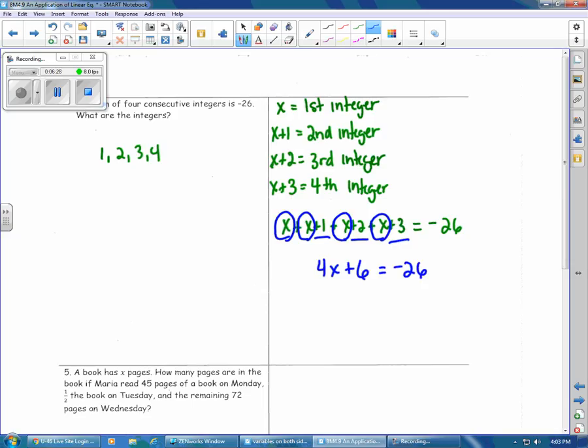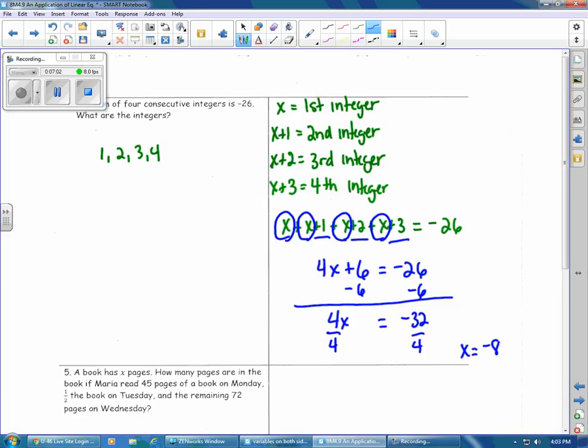Now again, I've got my like terms combined. I only have my variable term on one side, so I'm going to start by getting my constant terms all on the other side. So minus 6, 4x is left on the left side, and the right side, negative 26 minus 6 is going to be negative 32. Divide by the coefficient, and x is going to equal negative 8.